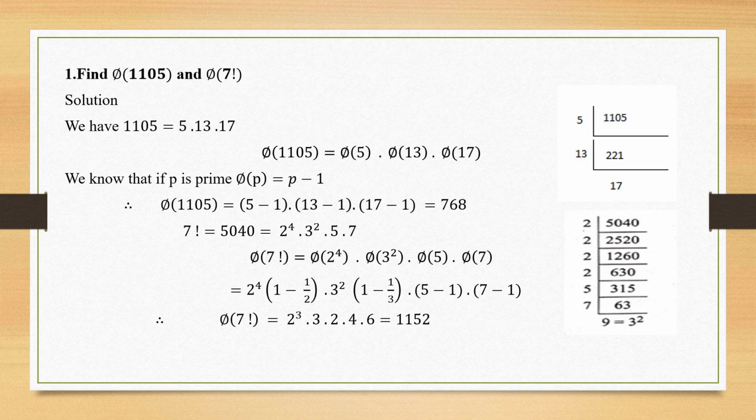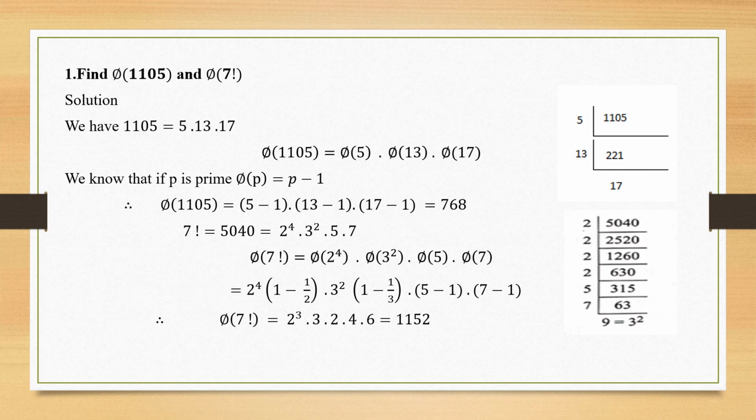So let's have the first problem. As I told you, this phi is called the Euler phi function. Also there is another name for it. It is called the totient function. It's a very simple problem, but the basic idea is quite important. They are asking you to find phi of 1105 and phi of 7 factorial. Two different parts. Solution. So how do I start?